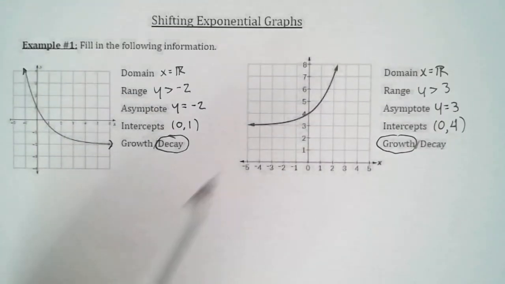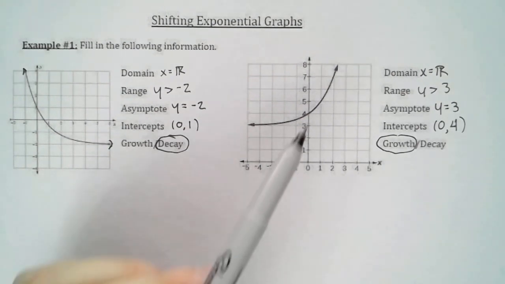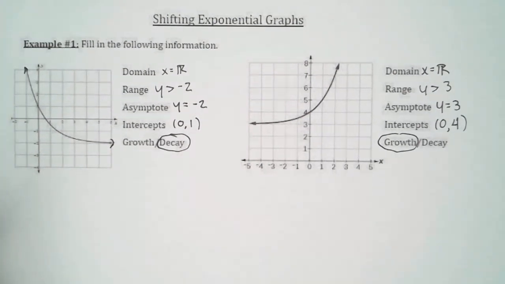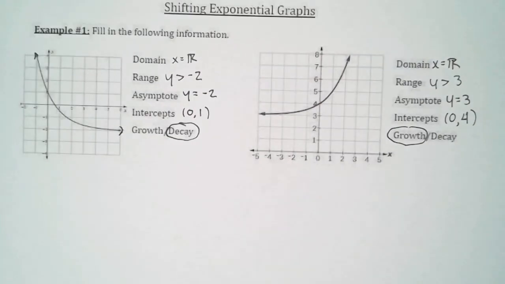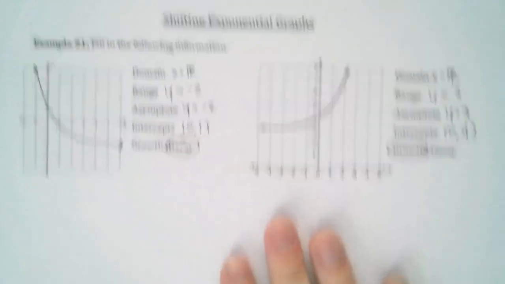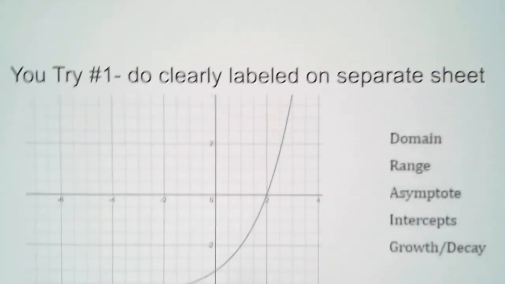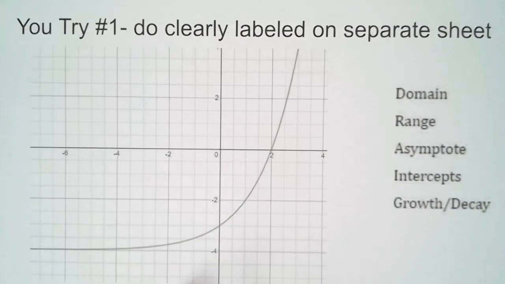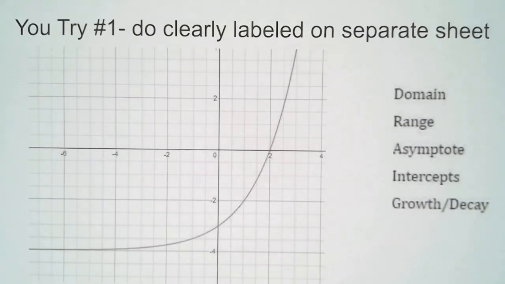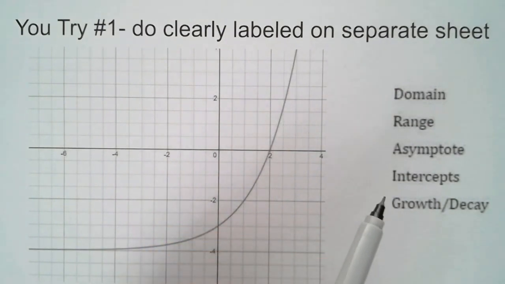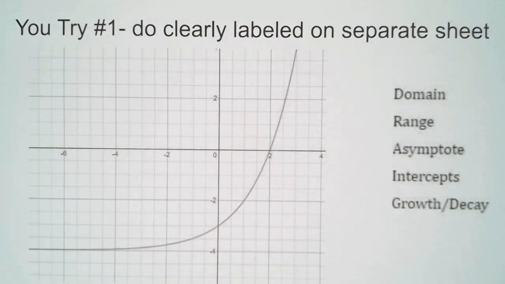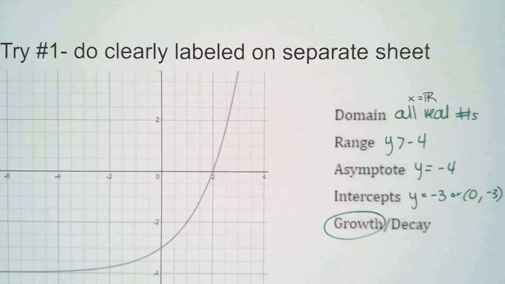Okay, so for both of these, we shifted. Here we shifted down 2, and here it looks like we shifted up 3. Okay, so we have a you-try next. Here is the you-try, the same thing I did for the previous examples. Go ahead and pause the video and try this. Give me the domain, the range, asymptote, intercepts, and identify whether it's growth or decay. So the big thing here we're looking for is the shift. Go ahead and pause the video and do this on your own, please.